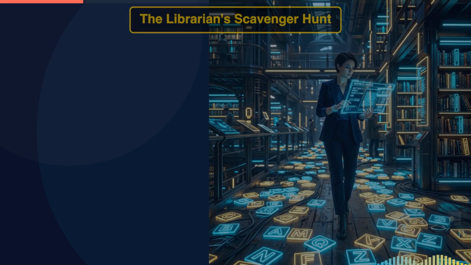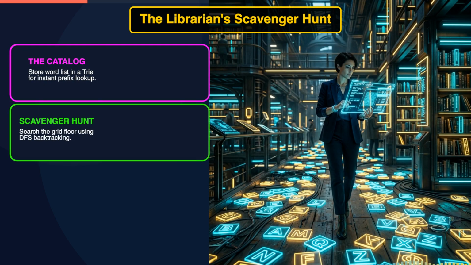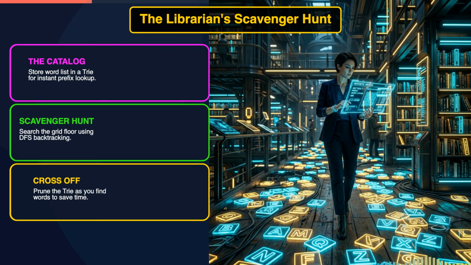Think of this as a dictionary scavenger hunt. You have a list of hidden items to find in a messy room. The brute force way is to look for the first item, then the second, then the third. That is exhausting. Instead, you carry a smart catalog, a tree. As you walk through the room, you check every step against your catalog. If you see a sequence that starts a word, you keep going. If you find a full word, you cross it off your catalog so you never waste time looking for it again. That is the power of tree-based pruning.